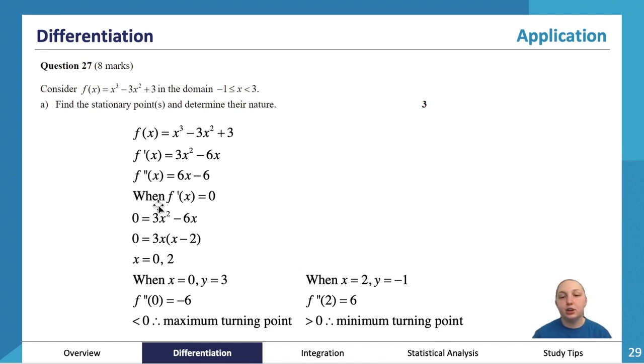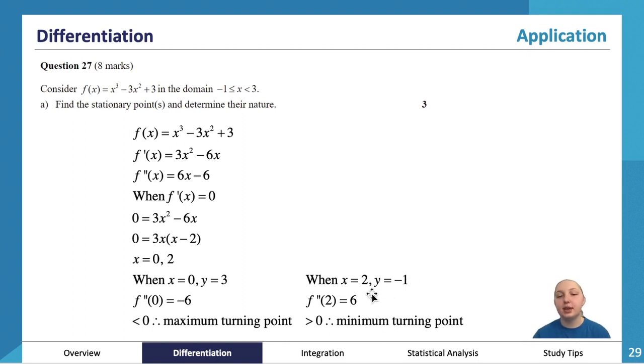So to find our stationary points, we make our first derivative equal 0. So we get 0 equals 3x squared minus 6x. Then we solve that. We'll get that your stationary points are x equals 0 and x equals 2. First, when x equals 0, our y point, which we found by putting it back into the original, is going to be equal to 3. And at that point, f double dash of 0 is equal to negative 6. Because it's less than 0, this is therefore going to be a maximum stationary point or maximum turning point.